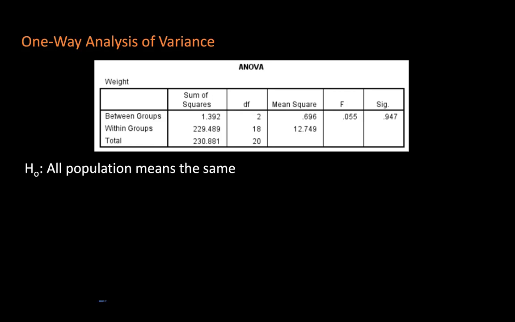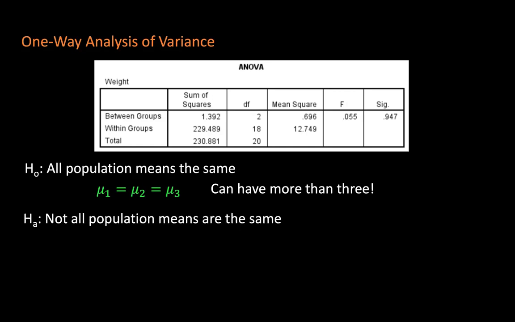So the null hypothesis is that all population means are the same. So mu1 is equal to mu2 is equal to mu3. We can have more than 3 population means, just keep that in mind. The alternative hypothesis is that not all population means are the same.